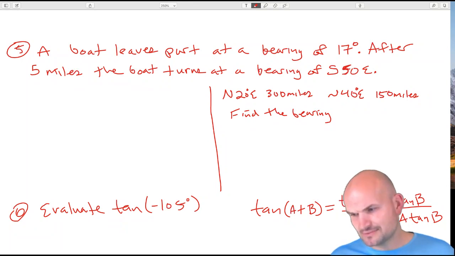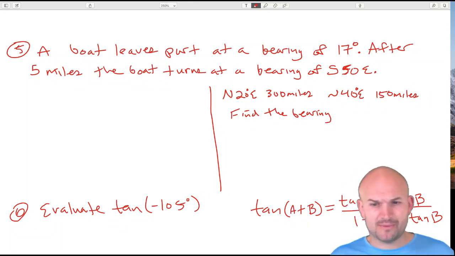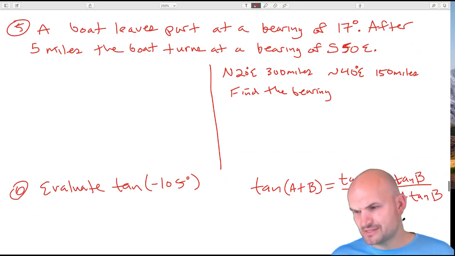How can you calculate tan of a plus b? Well, I'm already going to do, yeah, we have a plus b. So I'm going to do a problem like that.